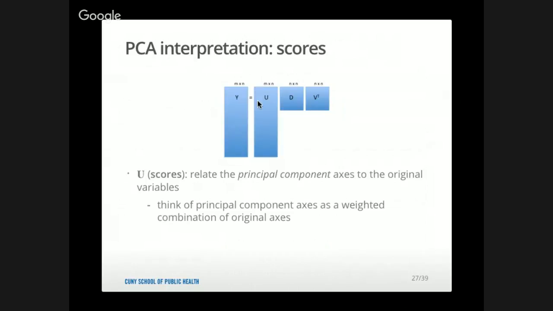And you can think of one of these columns as being the weight in a weighted average, telling you how you convert your original variables into principal components. So a very large entry in column 1 will tell you that this variable is important to principal component 1. And a value near 0 will say that this variable is not contributing to principal component 1.